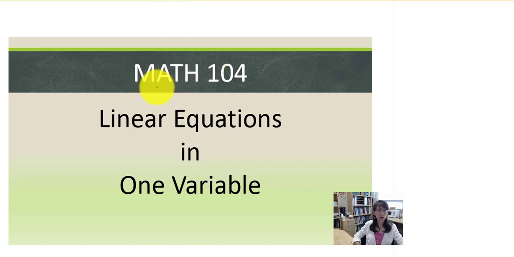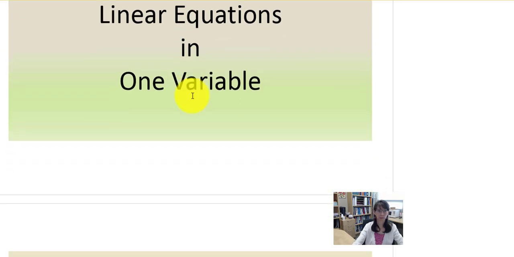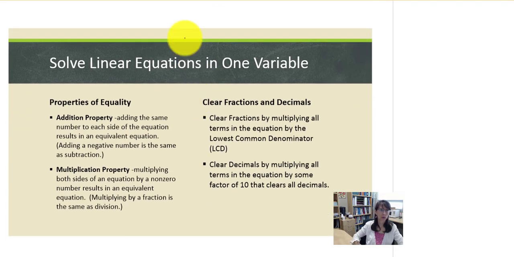The topic of this video is linear equations in one variable. When we solve linear equations in one variable, we need to keep in mind what the properties of equality allow us to do in that equation.